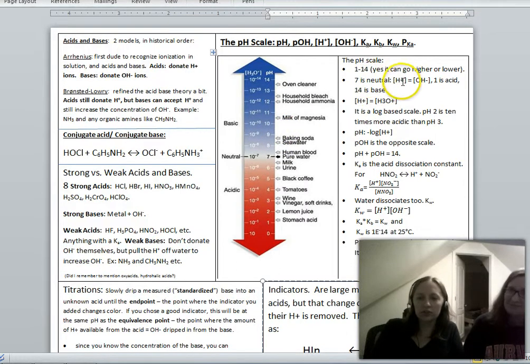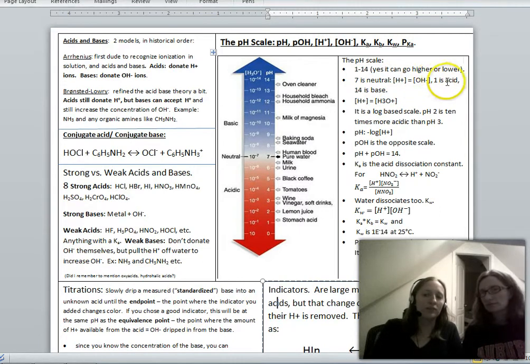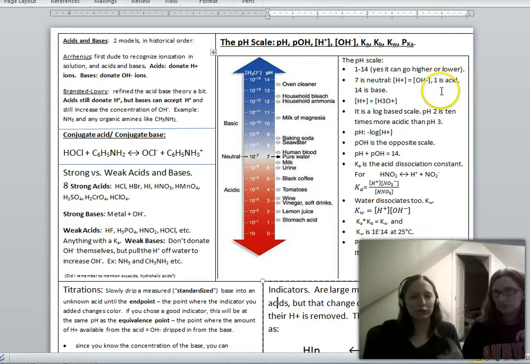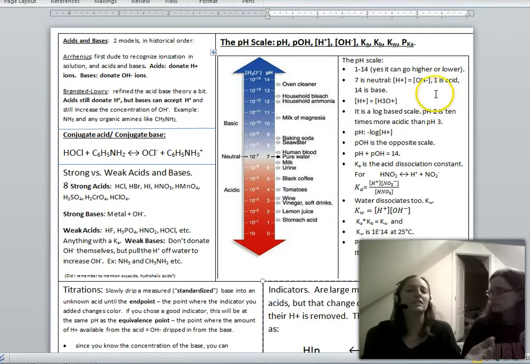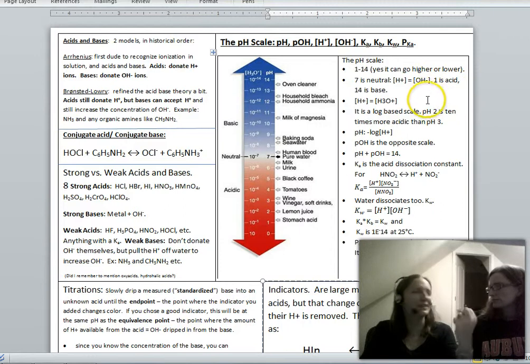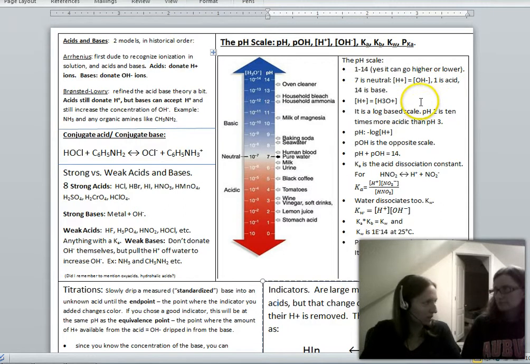So 7 is neutral. The H plus is equal to the OH minus in that case. Down below, the small numbers are acid. It's easy to get this flipped because it just sort of naturally seems like acid would be a big number, but it's not. The acids are the small numbers in pH, and the bases are the big numbers.